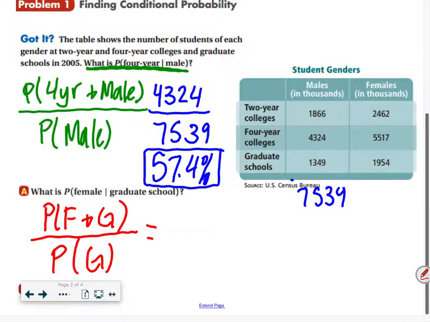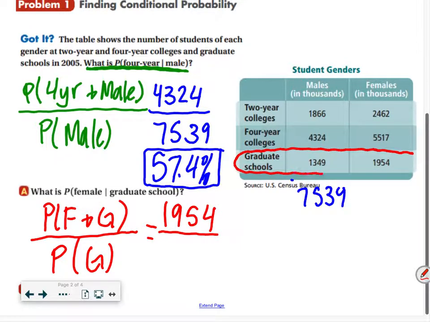So what is the number that goes with being a female and in grad school? 1954. Now how do I find the probability that you're in grad school? You add the two grad school numbers: 1954 plus the other. That's 3,303. How do I get my percent from there? Divide, multiply by 100.